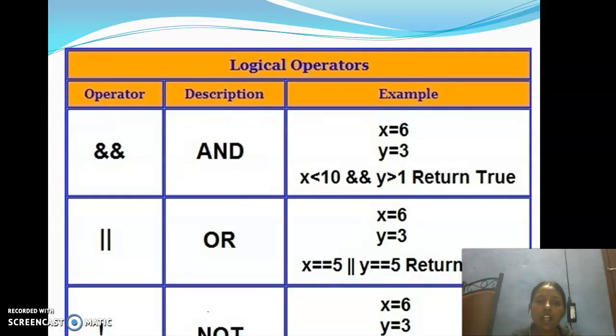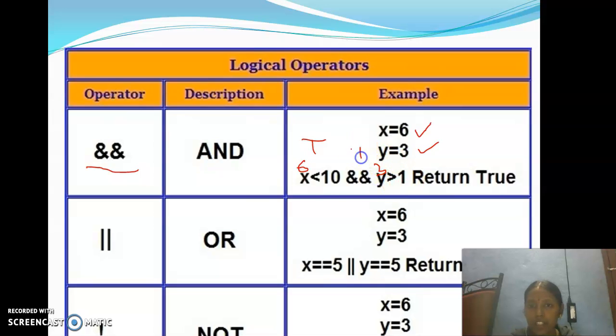Next, we will discuss the logical operators. These logical operators are more useful if you want to check two conditions at the same time. For example, consider AND. AND means the first condition and the second condition. That means the first condition has to be true and the second condition has to be true, then only we say that the whole condition is true. Consider here the x value is 6 and the y value is 3. First, what is the value of x? 6. Is 6 less than 10? Yes, the condition is true. Now y. What is y? 3. Is 3 greater than 1?